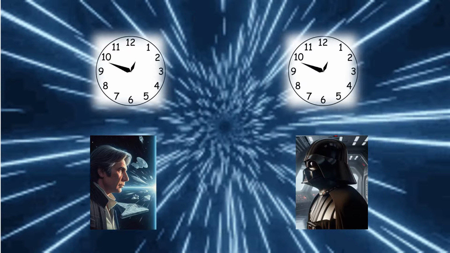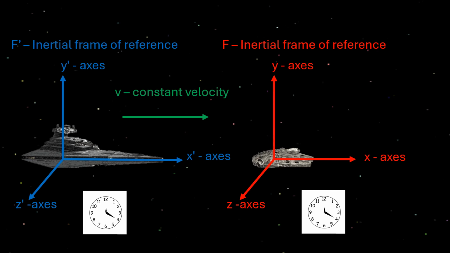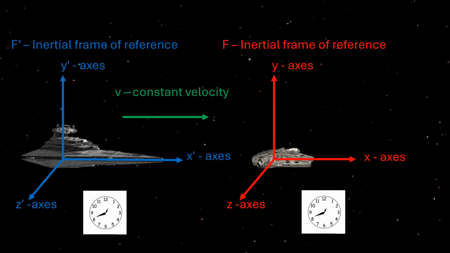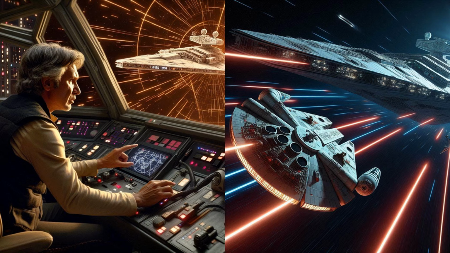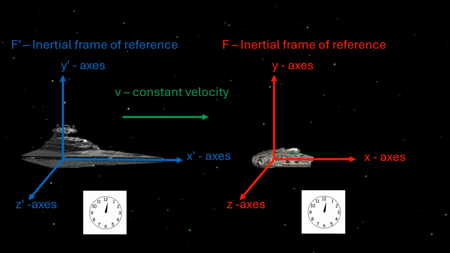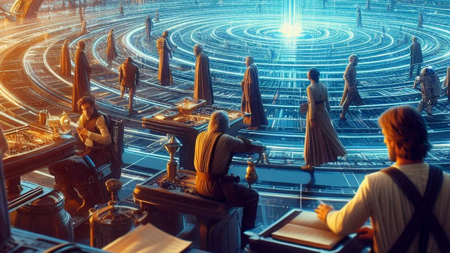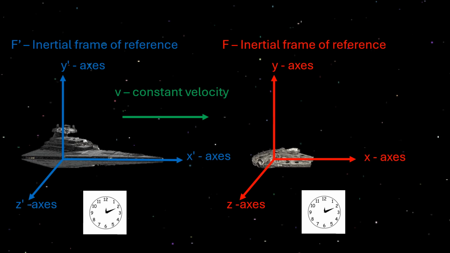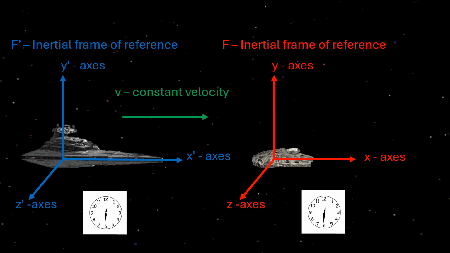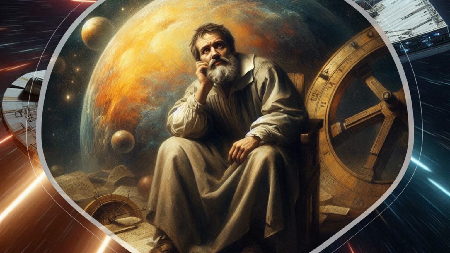This principle allows us to apply straightforward transformations between these frames, akin to how Han Solo might calculate his flight trajectory relative to the Star Destroyer, considering both ships moving at constant velocities and the consistent passage of time across the galaxy. We can relate both of these frames of reference using the Galilean Transformations.